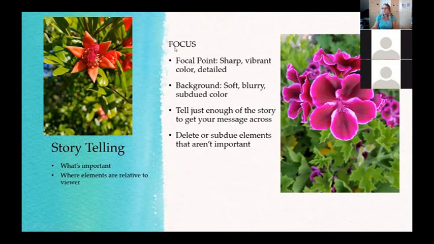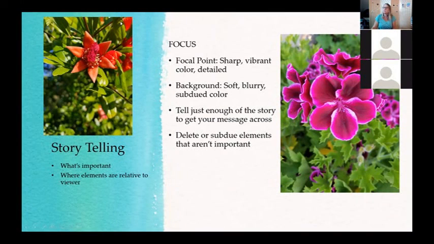The focus is another way to tell part of the story. It tells you that this is closer to you, to the viewer. And then as you recede into this blurriness, that's further away. It's not as important. That's not the important part of the story. This is the important part of the story.